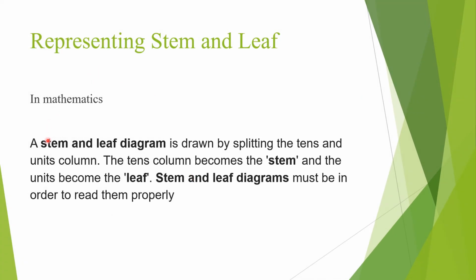In mathematics, a stem and leaf diagram is drawn by splitting the tens and units column. The tens column becomes the stem and the unit column becomes the leaf. A stem and leaf diagram must be in order to read it properly. And we're getting to one of them now.